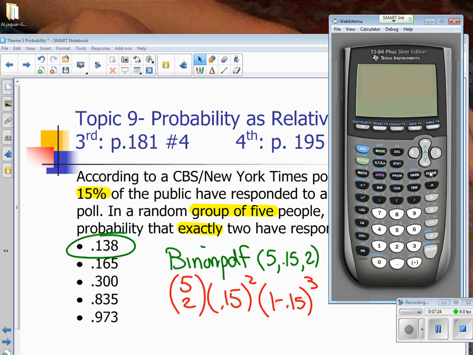So how do I find 5 choose 2? 5, math PRB, choose 2. That's 10. We have 5 things. How many ways can we combine groups of 2? And then we're going to multiply that times 0.15 to the 2nd power, and multiply that times 0.85 to the 3rd power. Okay, we should still get the same number. Doesn't matter whether you use the formula or whether you use the functionality of the calculator.